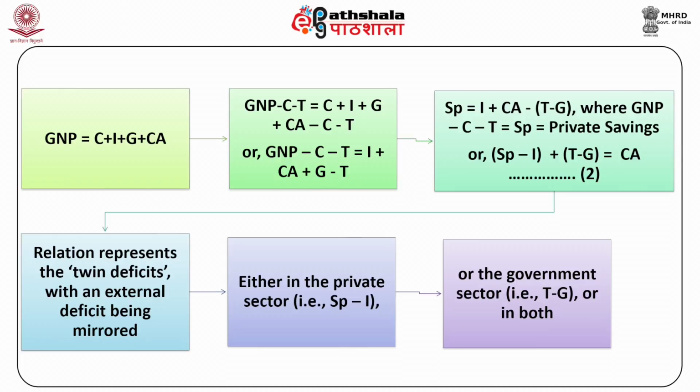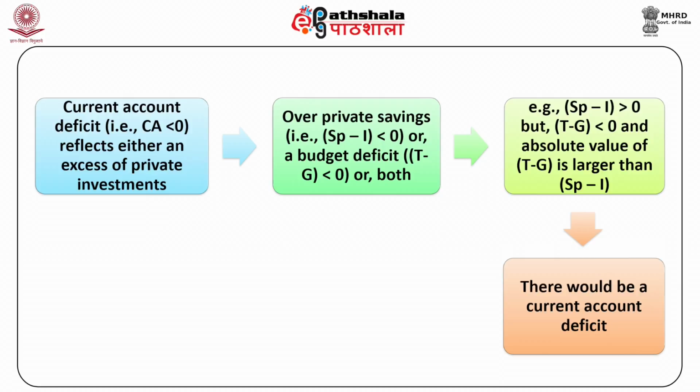The relation represents the twin deficits, with an external deficit being mirrored either in the private sector, that is SP minus I, or the government sector, that is T minus G, or in both. We can see from the second equation that a current account deficit, that is current account less than 0, reflects either an excess of private investment over private savings, that is SP minus I less than 0, or a budget deficit, that is T minus G less than 0, or both.